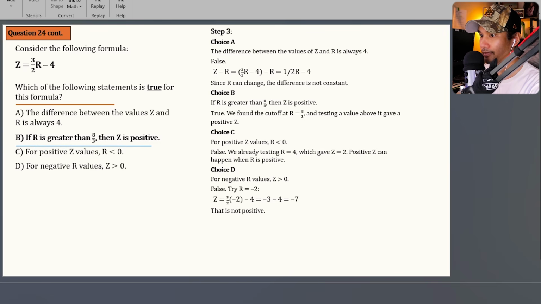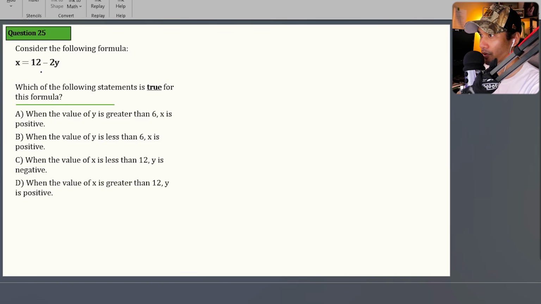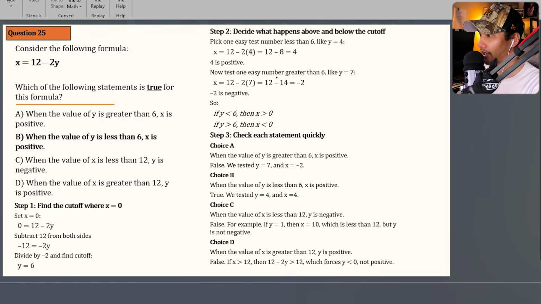Okay? Next question, we have 25. This is the same type of question as 23. All you're going to do is find the cutoff. After you find the cutoff, you determine what happens above and below the cutoff by picking two numbers that are above that number and below that number. And then you test each statement. Here is the answer key, and B is the correct answer for this one.